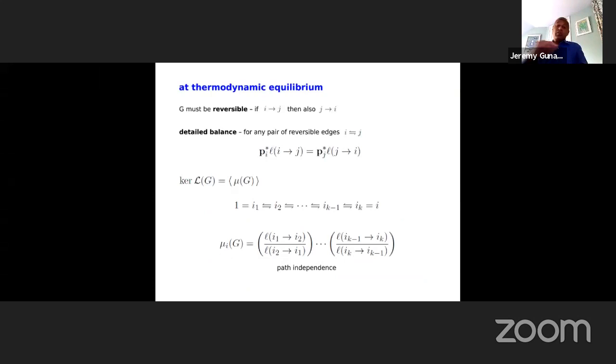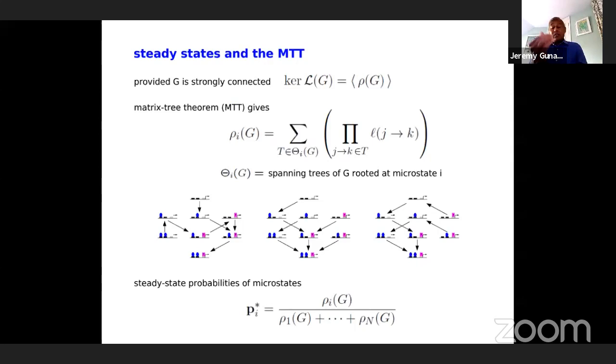And what you can see from this is that at equilibrium, you have this property of path independence. But if we go back a slide and look at what the matrix tree theorem tells us, away from equilibrium, all that breaks down. There's absolutely no path independence. You have to worry about all paths. It's even worse than it matters which path you take. Not only does it matter, you have to take all of them into consideration. And the matrix tree theorem is a way of organizing the bookkeeping, the accounting for that calculation. Okay. All right.